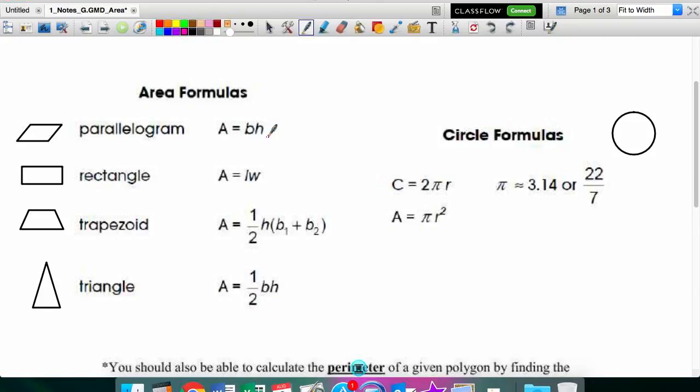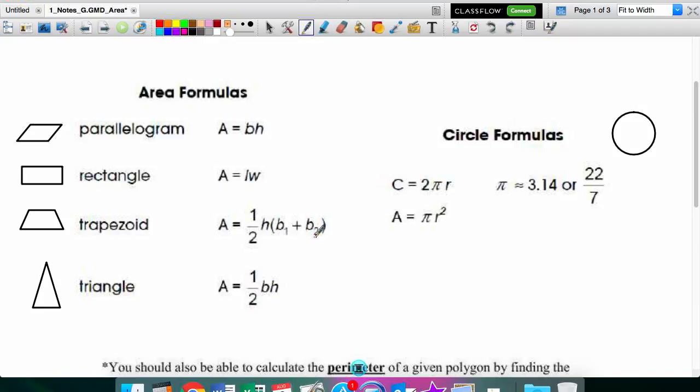For a rectangle, we have length times width, or I believe we used base times height in an earlier section. They mean the same thing. Trapezoid is probably one that you don't use very often and one that most people don't have memorized. It's going to be 1/2 the height times the sum of the bases.